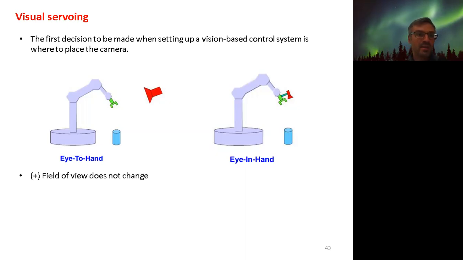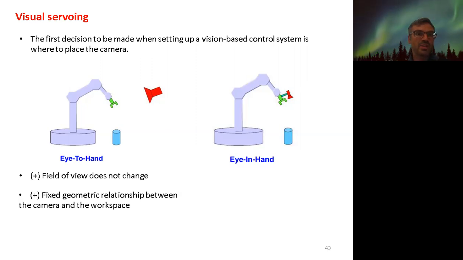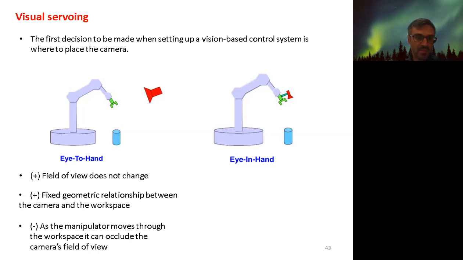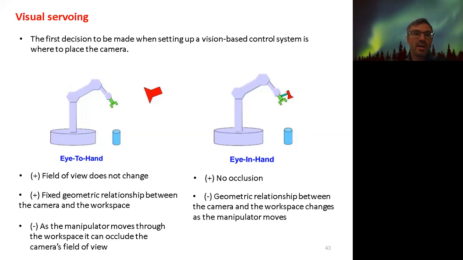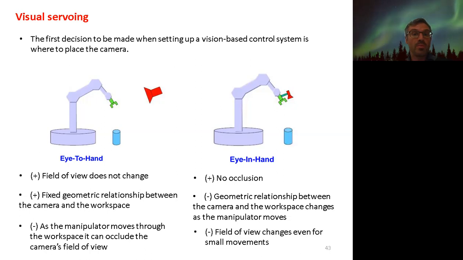The advantage of the eye-to-hand is that the field of view does not change. You have a fixed geometric relationship between the camera and the workspace. But the problem is that as the manipulator moves, it could occlude the field of view of the camera. While in the eye-in-hand configuration, you never have occlusion, but the geometric relationship between the camera and the workspace changes as the manipulator moves, because the kinematics changes. And also the field of view can change a lot, even for a very small movement.